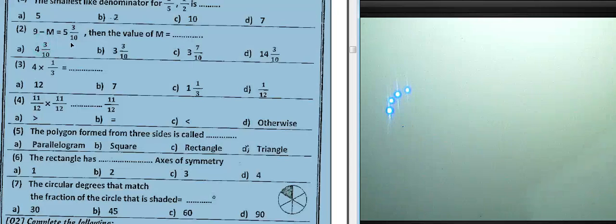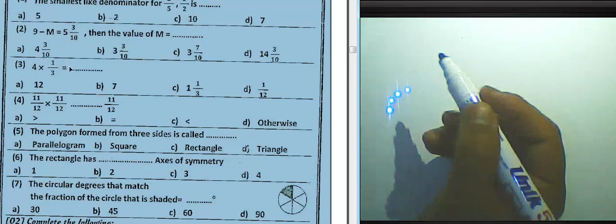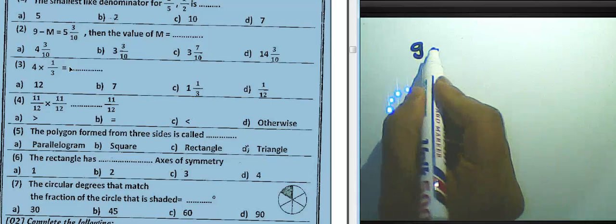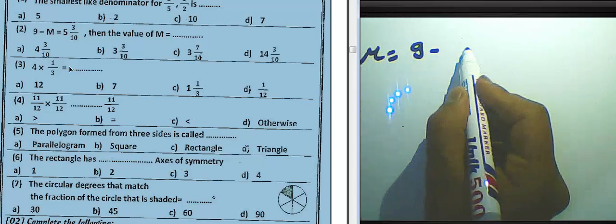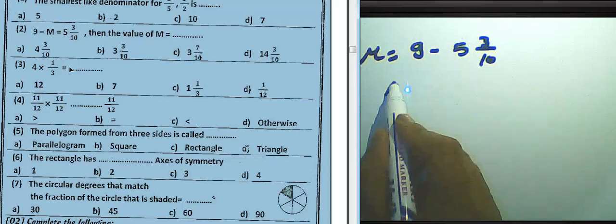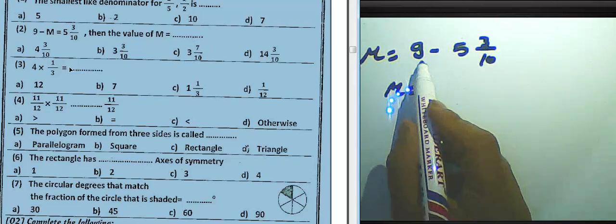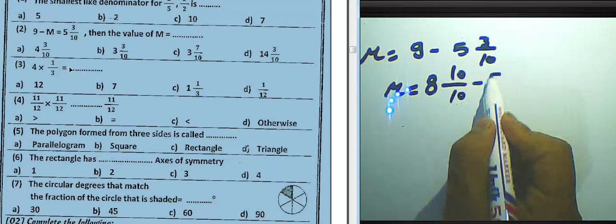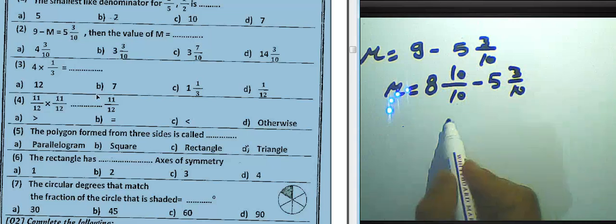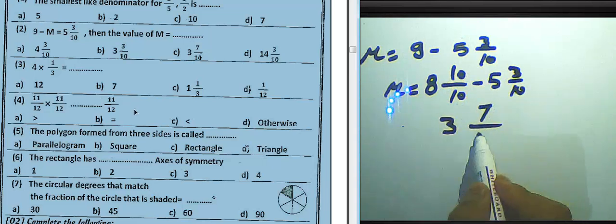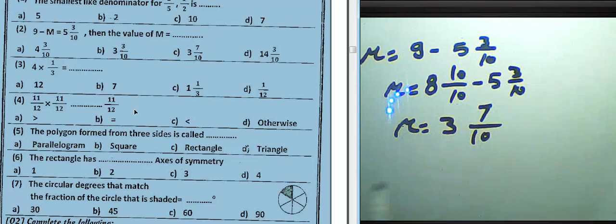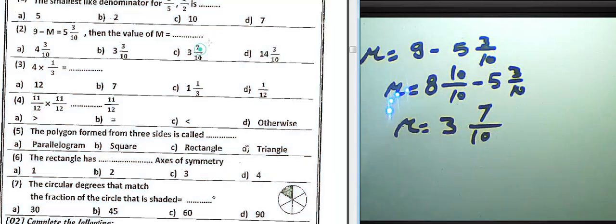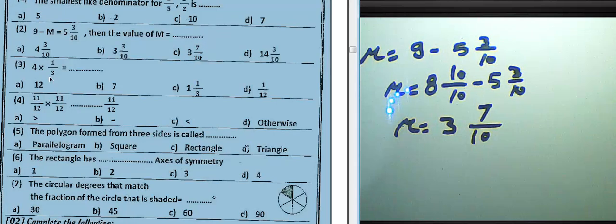9 minus m equals 5 and 3 over 10, then the value of m equals space. We call m here the subtrahend. To find the subtrahend, we find the difference between the minuend and the difference. 9 subtract m equals 9 subtract 5 and 3 over 10. To find the value of m, you must convert 9 to the whole number 8 and 1, which equals 10 over 10. Subtract 5 and 3 over 10. 8 minus 5 equals 3 and 10 minus 3 equals 7. It will be m equals 3 and 7 over 10. Choose letter C. Question number 3 here.